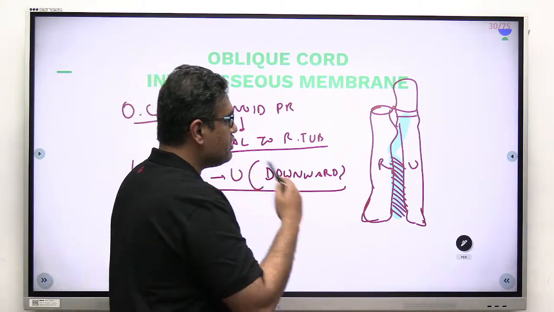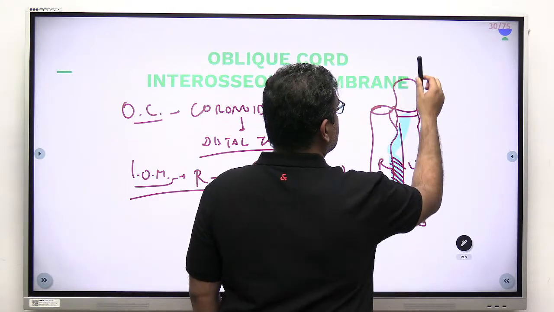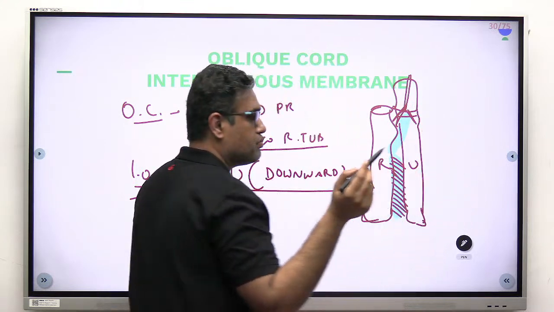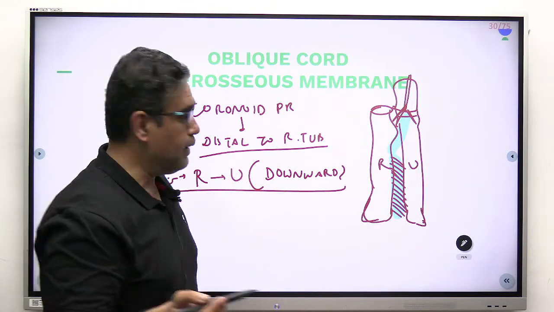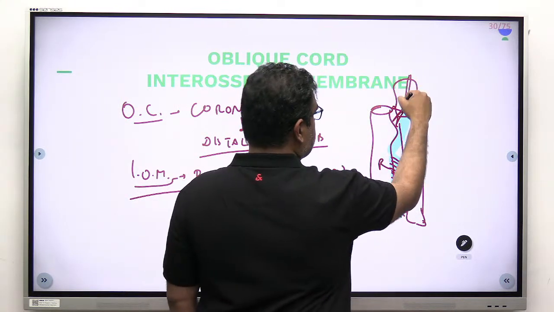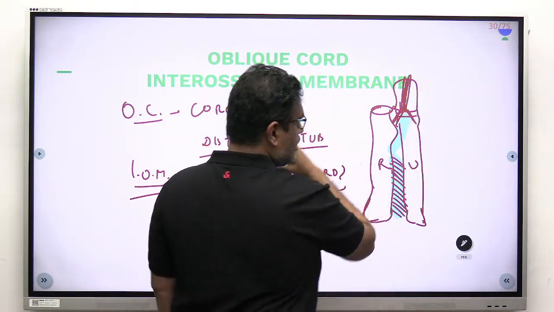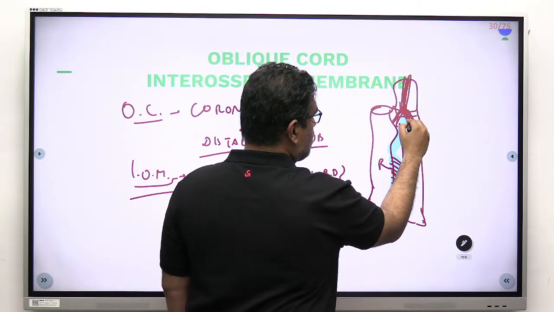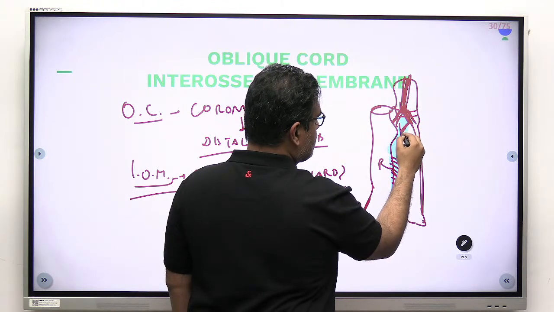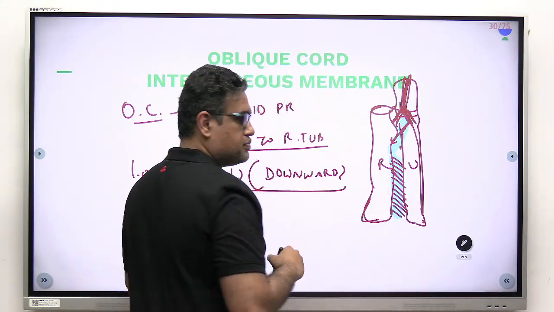Now understand that we had a brachial artery over here that divided into radial and ulnar artery, if you remember. Brachial artery, MBBR: median nerve, brachial artery, biceps tendon, radial nerve. So we had a big brachial artery over here divided into radial and ulnar artery. Ulnar artery divided into a common interosseous and then proceeded down. Common interosseous divided into anterior and posterior interosseous.